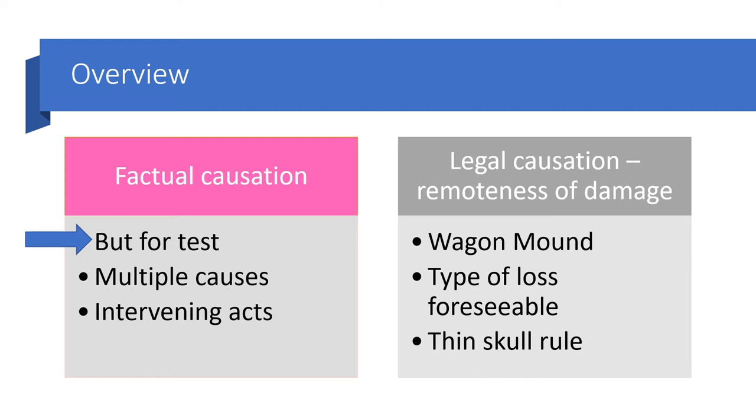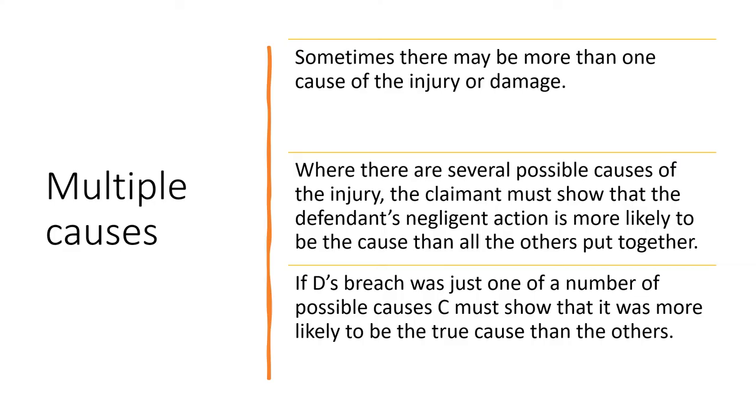So once we've established the but-for test, we use Barnett to support any application. We then need to consider the effect of multiple causes. Sometimes there may be more than one cause of the injury or damage, but where there are several possible causes of the injury, the claimant must show that the defendant's negligent action is more likely to be the cause than all of the others put together. That's the ordinary rule. Now, if the defendant's breach was just one of a number of possible causes, the claimant must show that it was more likely to be the true cause than the others.